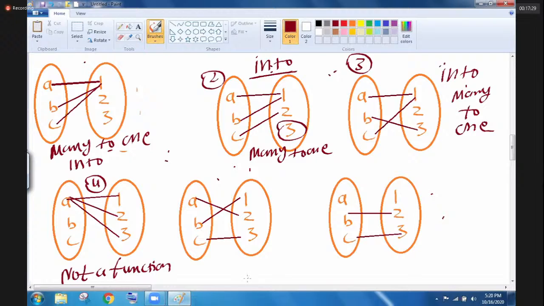Next one. Fifth one. What do you think about the fifth one? A is connected, B is connected, C is also connected, and all of them are occupied. So of course it is an onto function. It is onto because the codomain is equal to the range. All the elements are occupied. None of the elements of B is free. So it is onto, and it is one-to-one. It is a one-one function because every element of A is related to some other element of B.